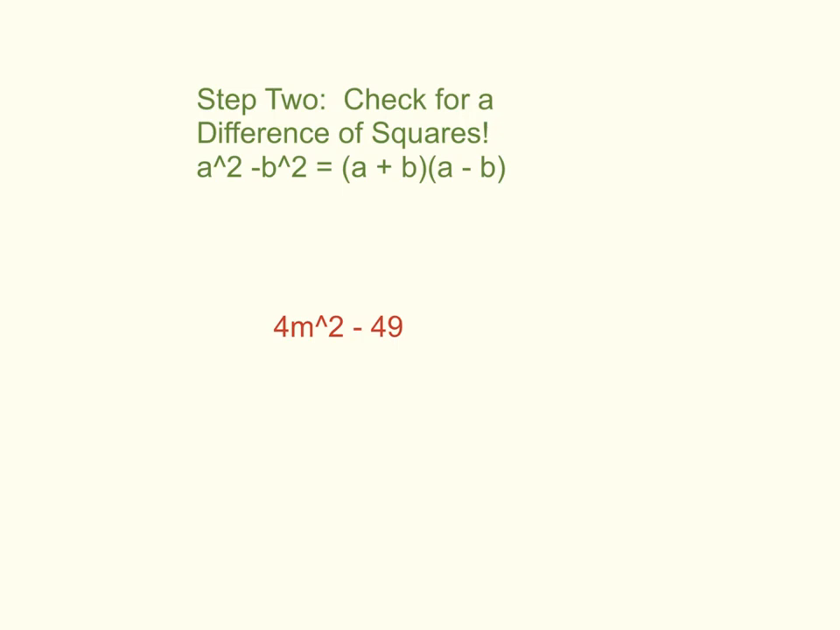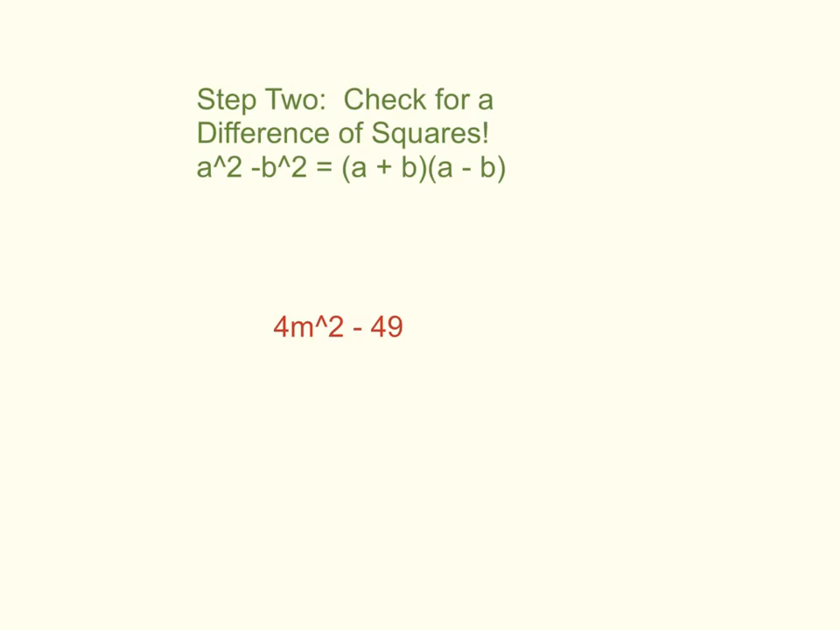Okay, so here's an example, 4m squared minus 49. Again, I didn't write the directions here, but usually you're just going to see factor. So always start with step 1. Is there a number that will go into 4m squared and into negative 49? In this particular case, the only answer is 1, so that doesn't do us any good. So we'd move on to step 2, check for a difference of squares.